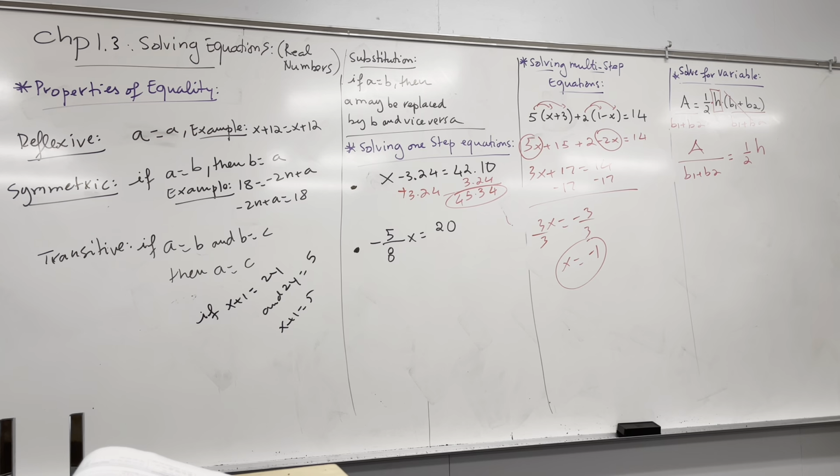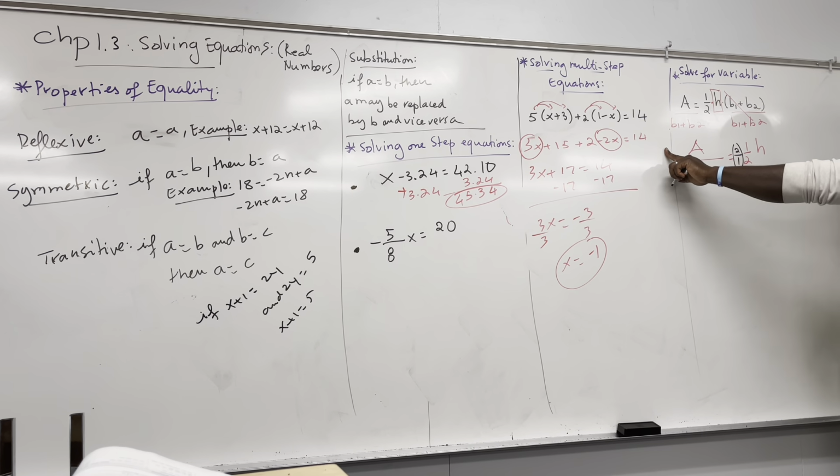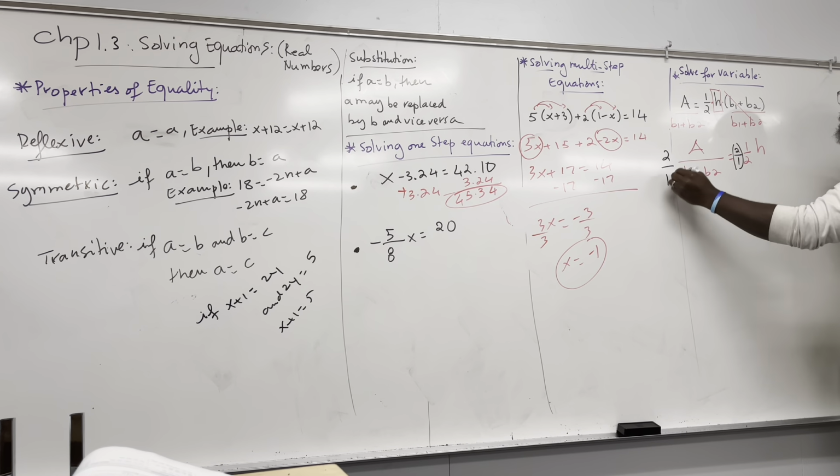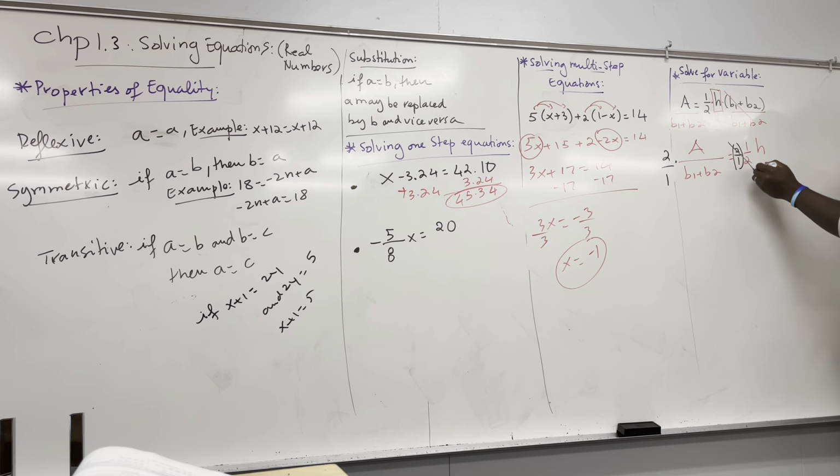So now how do I get rid of the 1/2? Is it the reciprocal? Reciprocal. So what would be the reciprocal here? 2 over 1, right? So I times it by 2 over 1, and guess what? I have to do the same thing here, 2 over 1. So now this is gone.